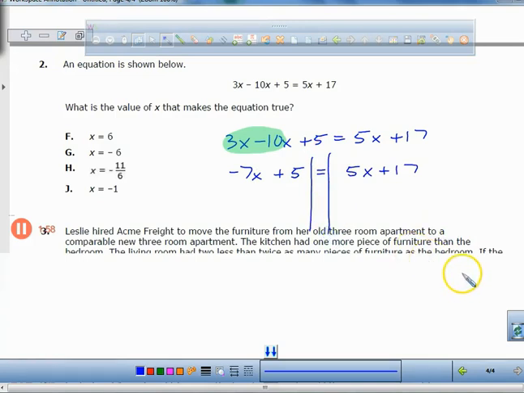Then, looks like we're going to isolate the variable here. Got to get all the variables to one side. So how do we get rid of a negative 7x? We're going to add 7x to both sides of the equal sign. Alright, those are additive inverses right there. Gets us to 0. So we have 5 equals 12x plus 17. Alright, looks like I'm rewriting it now.